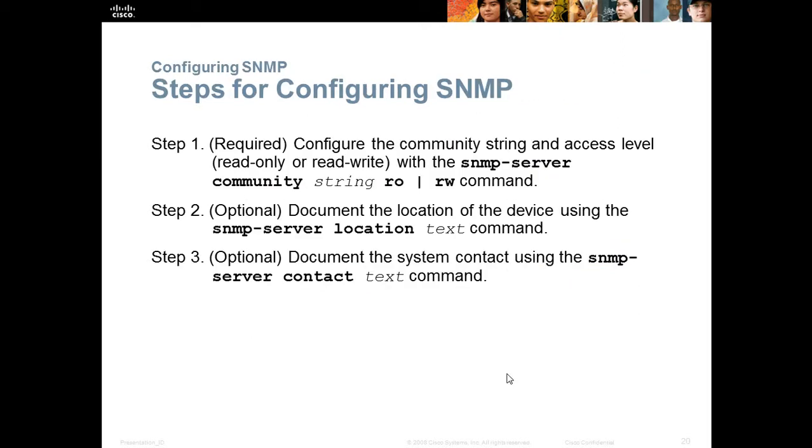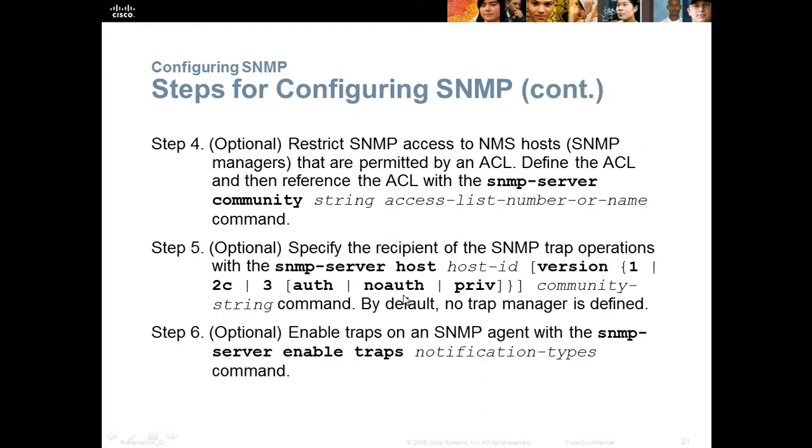Different steps for configuring SNMP. Step 1, required: configure the community string and access level, either read-only or read-write, with the snmp-server community string ro or rw command. Step 2 is optional: document the location of the device using the snmp-server location text command. Step 3 is also optional: document the system contact using the snmp-server contact text command.